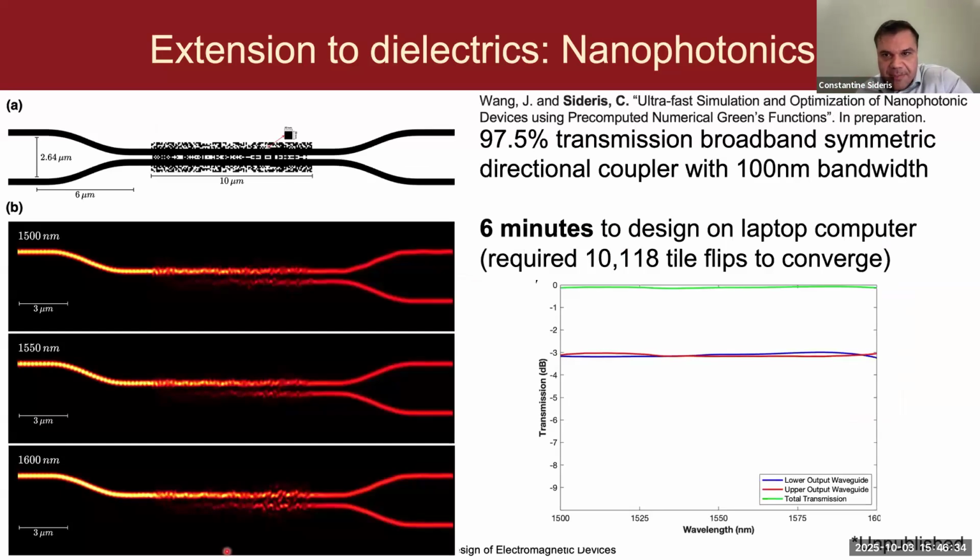And here is one more example where we used the PNGF method to design a symmetric broadband directional coupler that has more than 100 nanometers of bandwidth, using what I like to call QR-coded approaches, where you have these tiles that you flip. This took 6 minutes to design on a laptop computer. At every frequency point, the total transmission is more than 97.5%. It would have taken more than 150 hours to design using FDFD or 84 hours using a commercial FDTD solver. This corresponds to 1500 and 850x speedups, respectively.